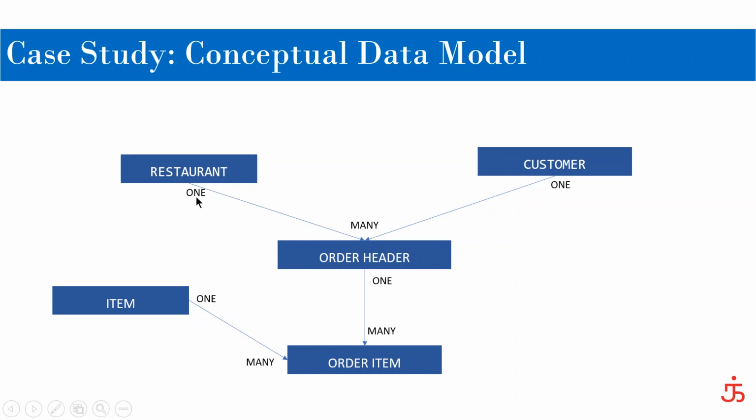So this diagram represents a one to many relationship. One restaurant will have many orders placed. One customer will place multiple orders. As he comes today, he will order one.